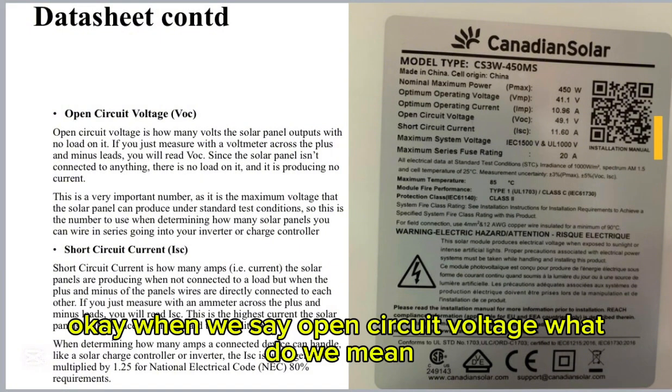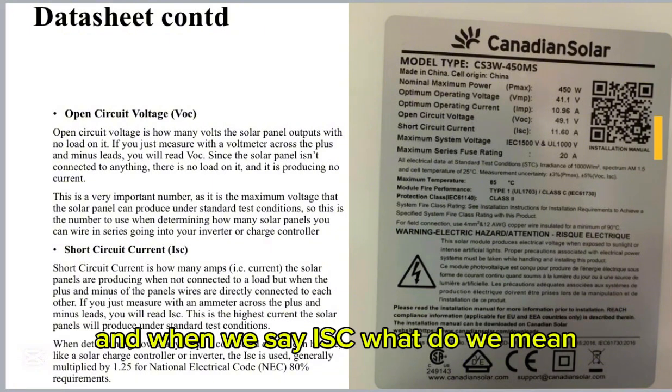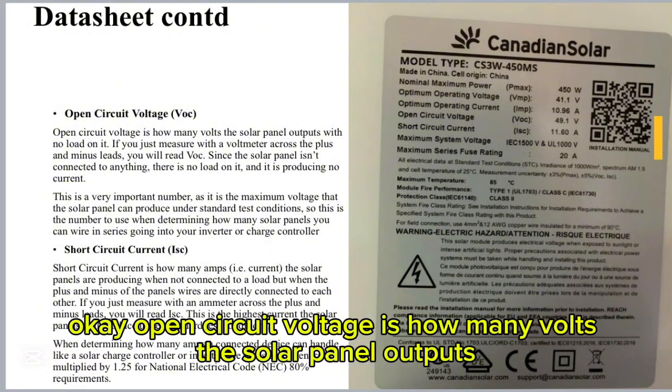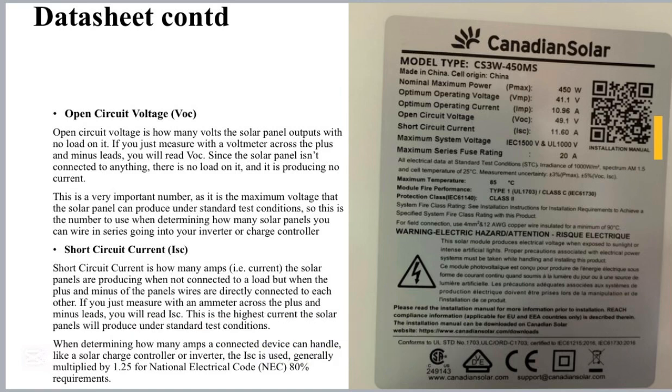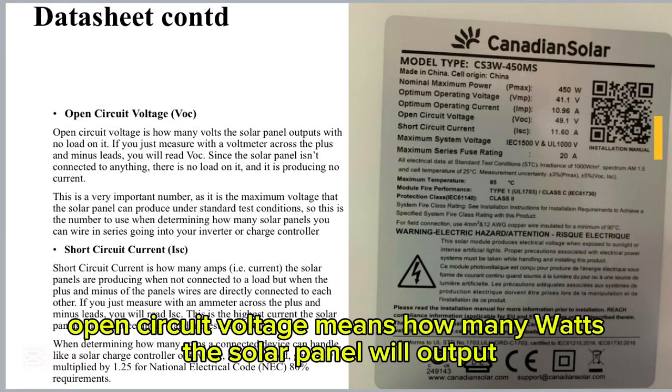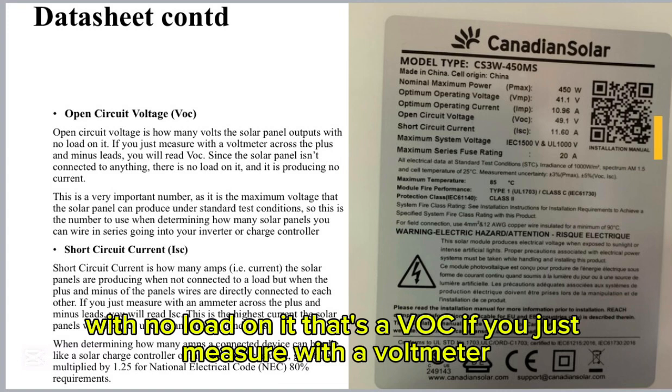Okay, when we say open circuit voltage, what do we mean? And when we say ISC, what do we mean? Open circuit voltage is how many volts the solar panel outputs with no load on it.